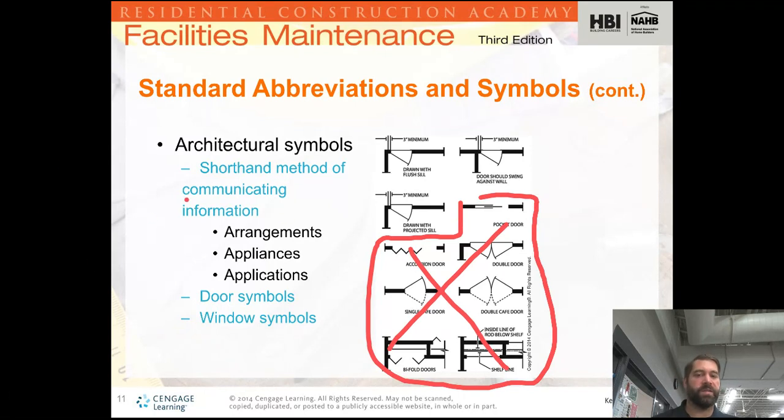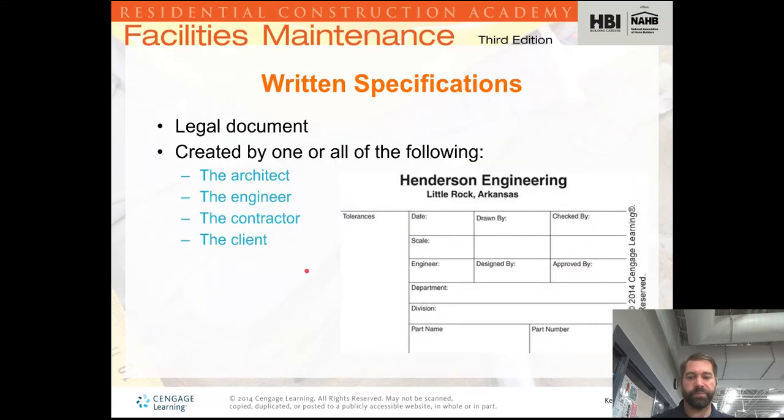But what's nice is, as it says here, it's a shorthand method of communicating information. So the blueprints that we have, it's a very small area, right? And we don't want to go and write out everything because it's going to be too jammed up with words and it's going to be confusing to read. So instead of that, we take symbols and we read symbols. Some of those symbols include door symbols, window symbols, how materials are arranged, how different appliances are arranged, and different applications that may be needed.